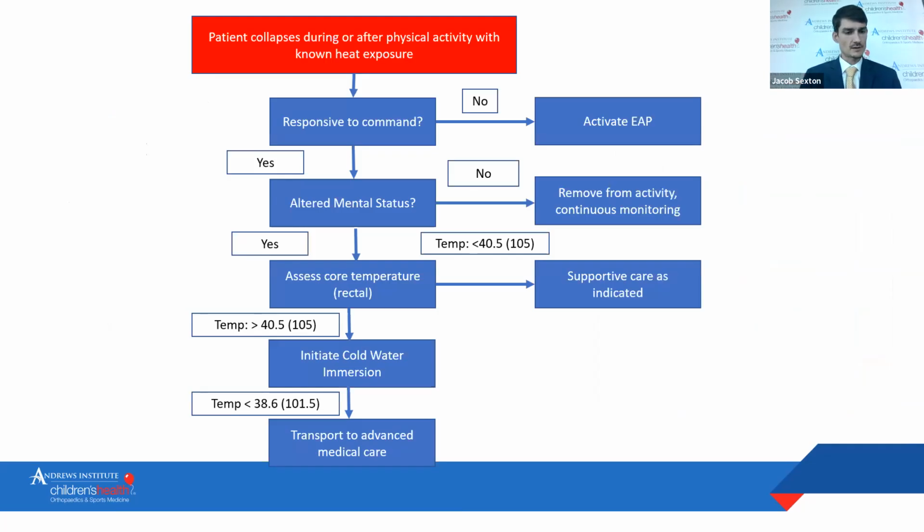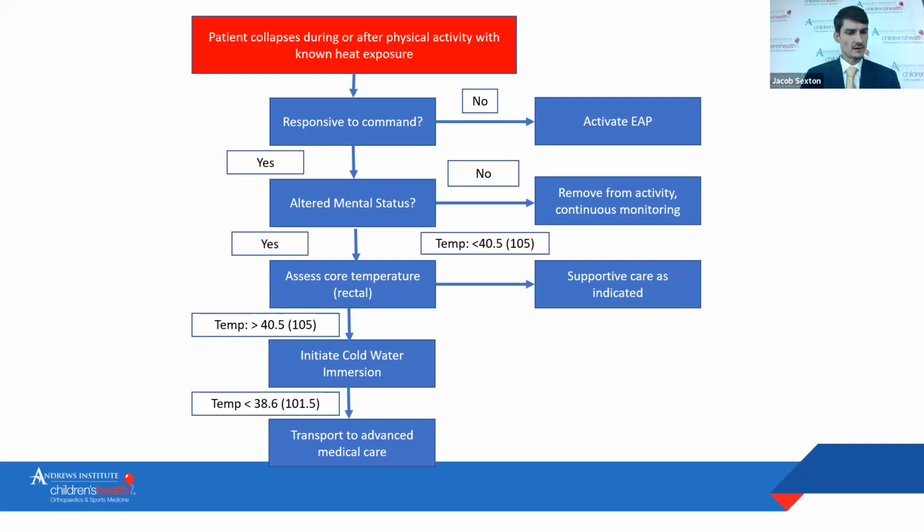So this is my guideline chart that I put on with any time I deal with triage. You have a patient who collapses during or after physical activity with a known heat exposure. The first thing you should see is, are they responsive to command? Because if they're not responsive to command at all, you need to activate your EAP and start activation of your basic life support or advanced cardiac life support services at that point in time. If they are responsive to commands, is there any evidence of altered mental status? If there's none, then remove them from the activity and continue monitoring at that point in time.